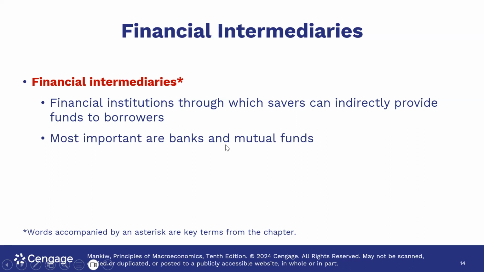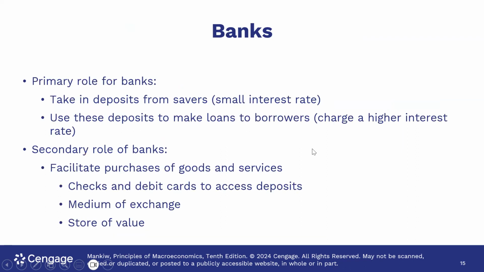The most important are banks and mutual funds. The primary role for the banks is to take in deposits from savers and provide a small interest rate. They use these deposits to make loans to borrowers and charge a higher interest rate. The difference between the higher interest rate and the small interest rate is a profit for the banks. However, the banks also incur some operational cost. For example, they need to have office space. They need to hire people to provide all those services.